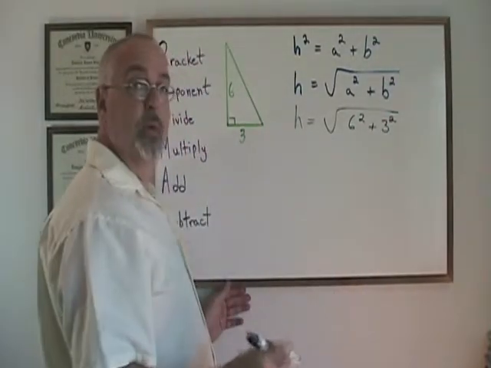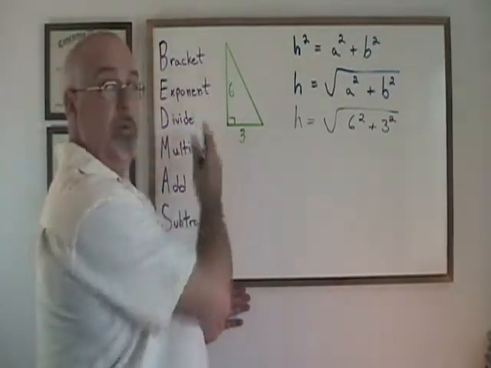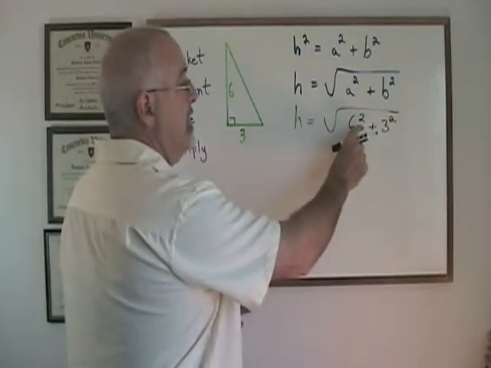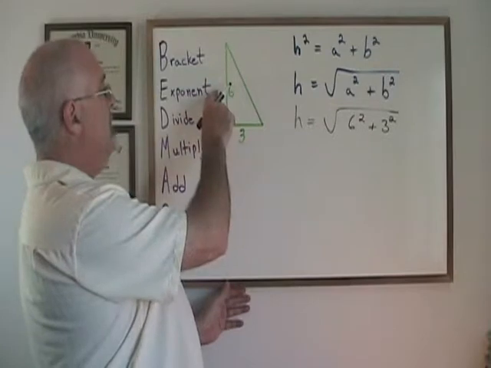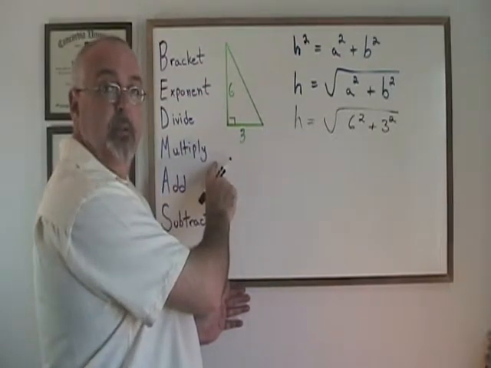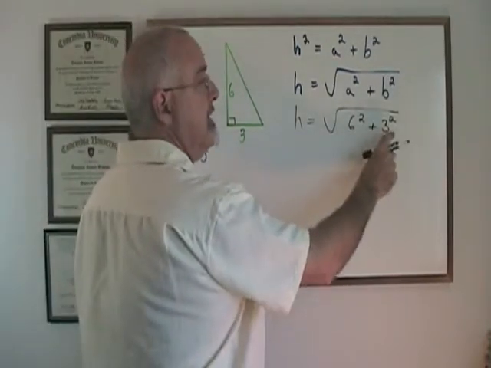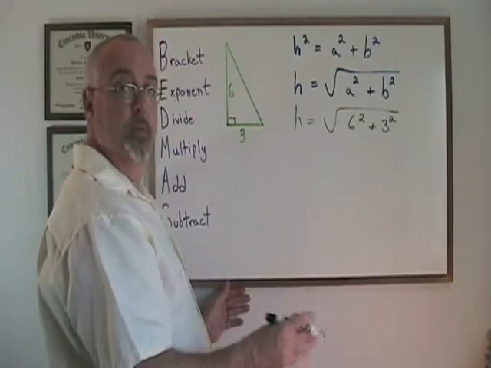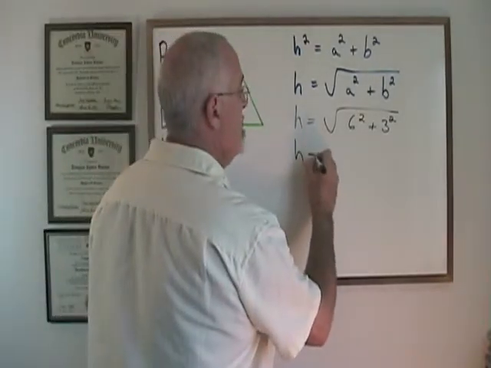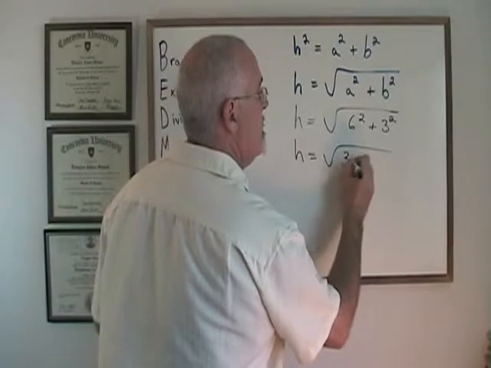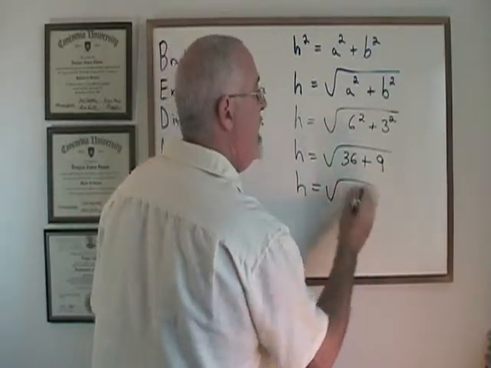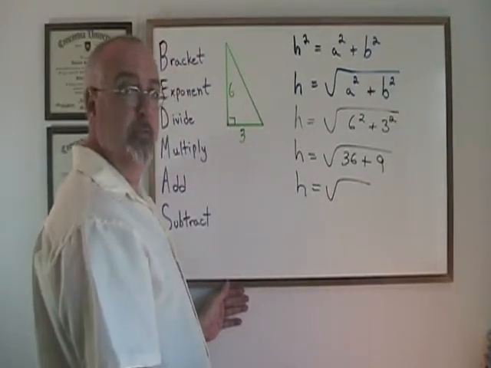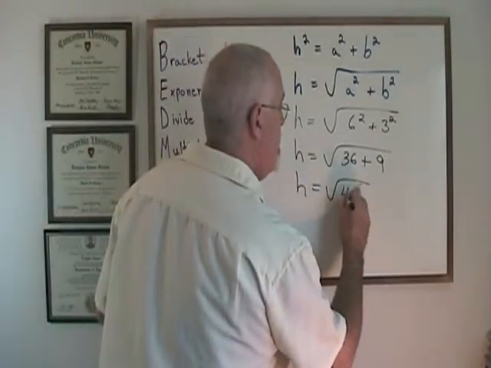And it is at this point that we have to be careful of the order of operations. These are exponents, the squaring of these values. An exponent has to be done before multiply in BEDMAS. So I have to square the 6 and square the 3 first in order to avoid making a mistake. 6 squared is 36, 3 squared is 9. And now I can add the numbers together safely. 36 plus 9 is 45.